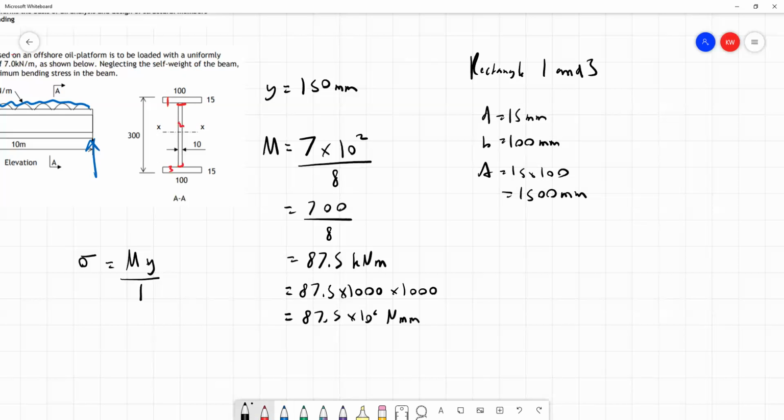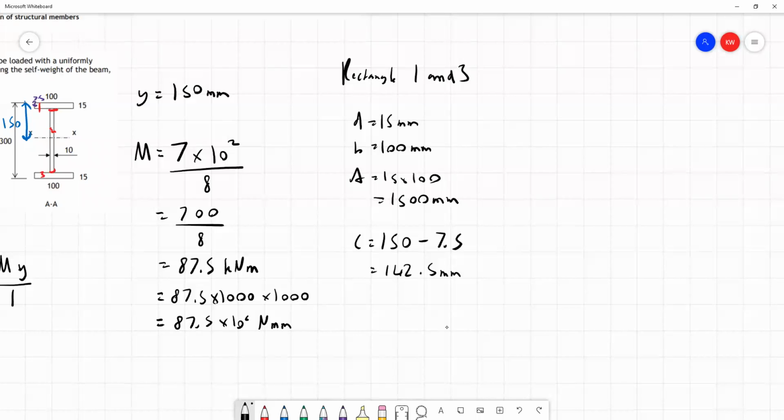So it means that the value for C is going to be 150 minus 7.5. I'll draw that quickly in the diagram here. There's a distance from here to here, from the centroid to the top of the beam, which is effectively our y distance, is 150. This distance I'm marking in purple halfway down is 7.5, because 7.5 is half of 15. So that means we have a value for C of 142.5 millimeters. This allows us to calculate our second moment of area for rectangles 1 and 3.